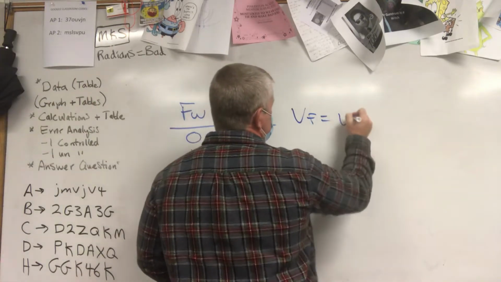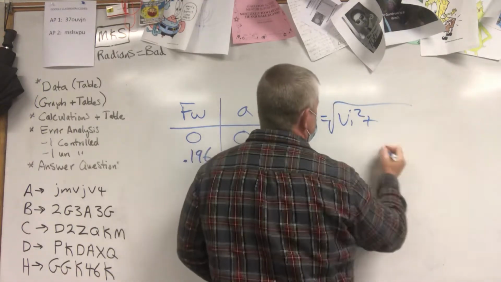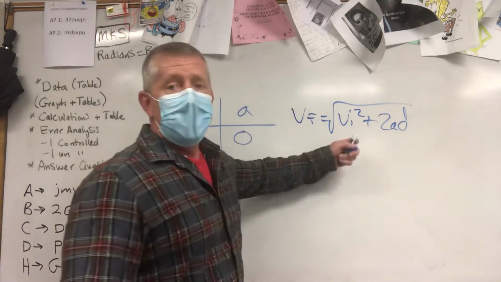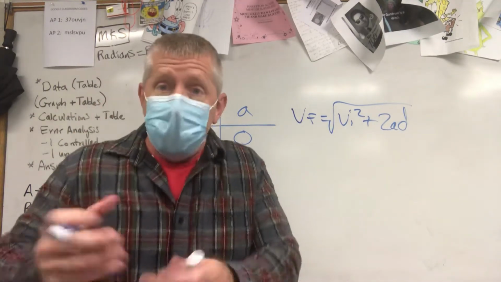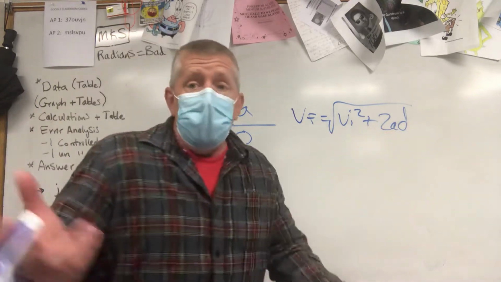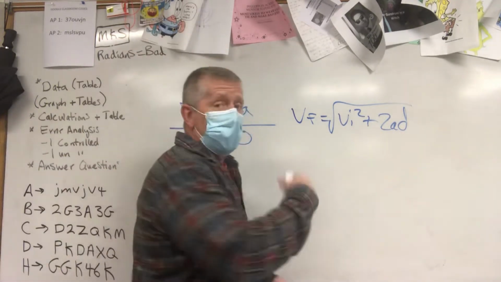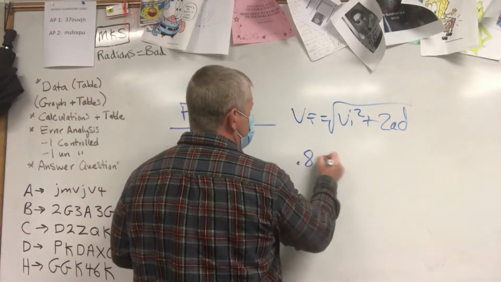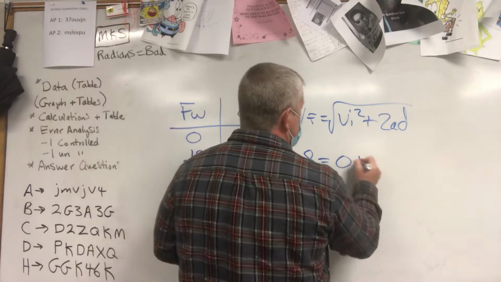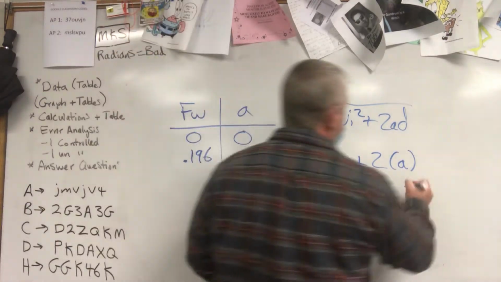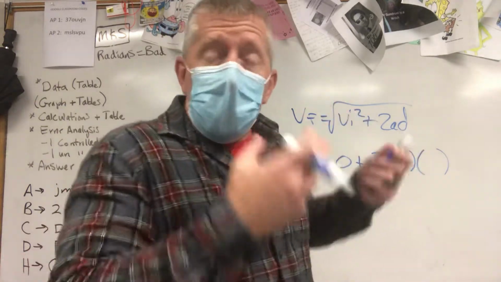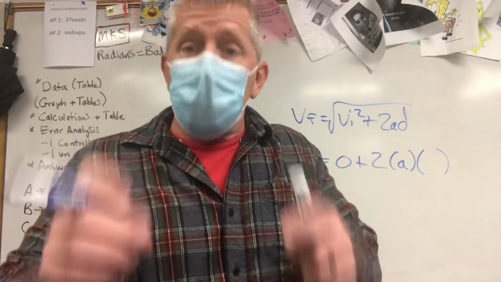VF equals the square root of VI squared plus 2ad. You need that, solve for that. Final velocity is whatever it was in the photo gate, and you have that number. I'm going to make a number up. Maybe it's 0.8 meters per second. So I put 0.8 here, initial velocity is 0, plus 2 times A, what you're trying to find, times your distance in meters. So if it was, and I don't know what your distance was, hopefully you do, maybe it was 60 centimeters. If that's true, then 0.6.